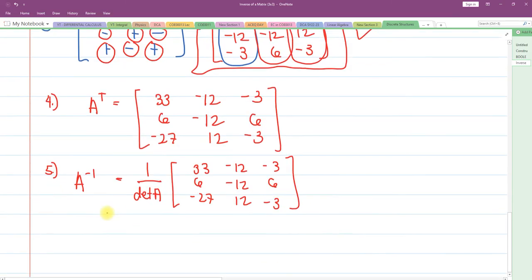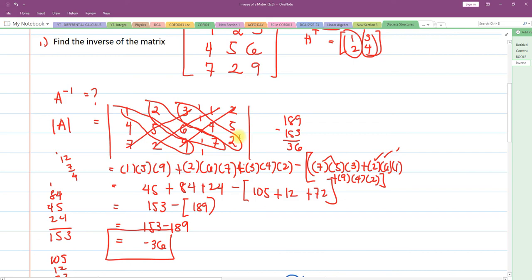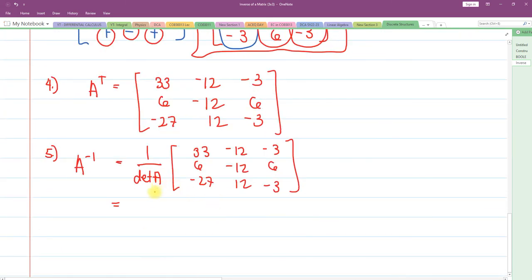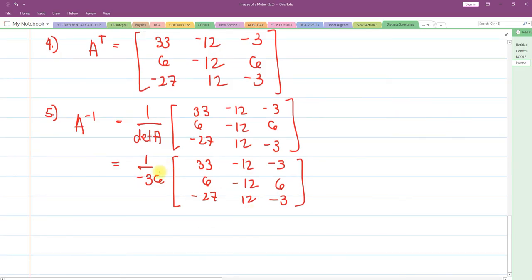Okay? So, what is 1 all over determinant A? Our determinant is negative 36. So, you have 1 all over negative 36 in here. And then you have 33, 6, negative 27. You have negative 12, negative 12, 12, negative 3, 6, and negative 3. So, it will be multiplied to every element. This is scalar multiplication. So, 1 over negative 36 will be multiplied to every element in the matrix.